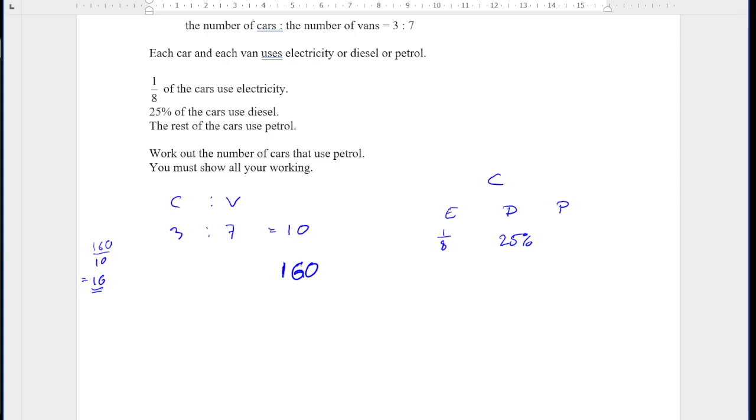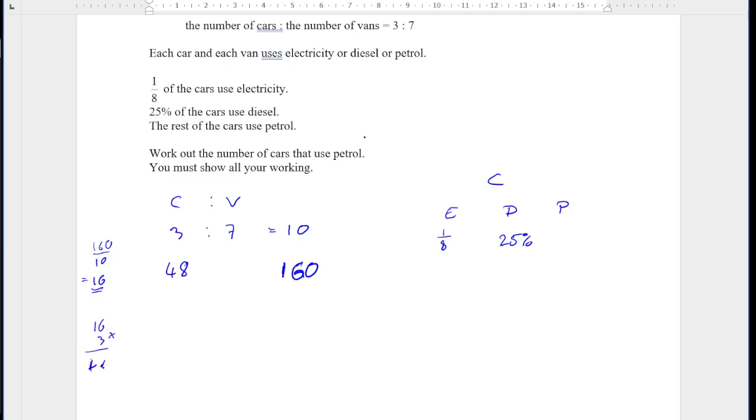And I was considering adding these together, which would be absolutely fine, but I'm going to come back to this. So if we know that there are 16 for each, 3 times 16 is going to be my next sum. So 3 times 16 is going to be 48. So we know that there are 48 cars.